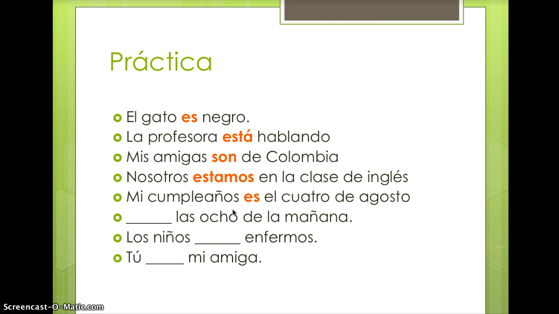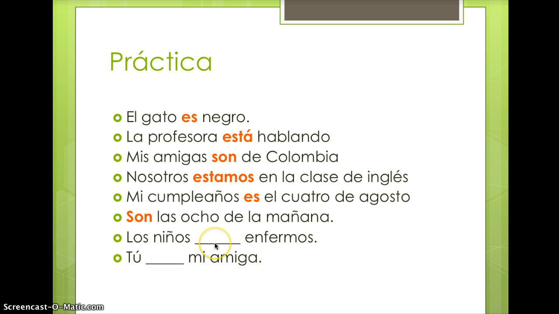Next one, las 8 de la mañana. I see ocho. I also see la mañana, which means the morning. So I'm talking about time. Time is always ser, and time 99% of the time, or probably more like 85% of the time, if it is not 1 o'clock, then I am going to be using son to talk about time. Only if it's 1 o'clock do I say es la una, okay?